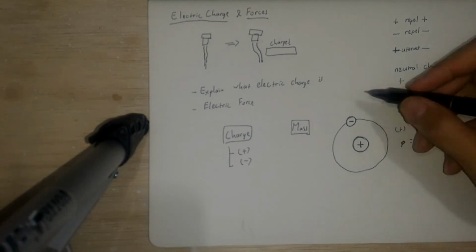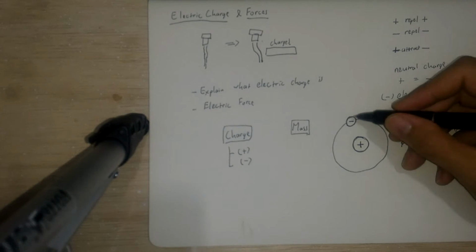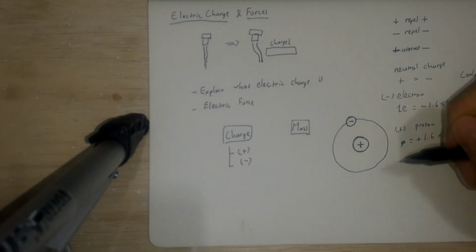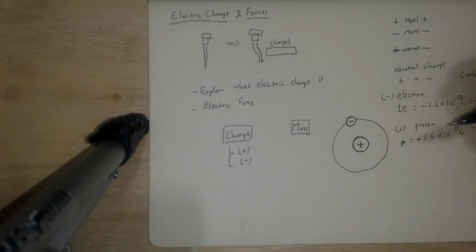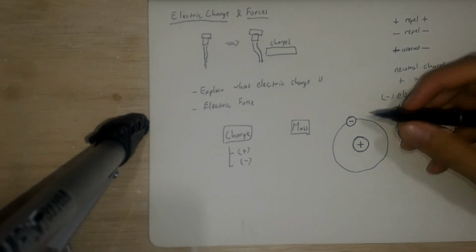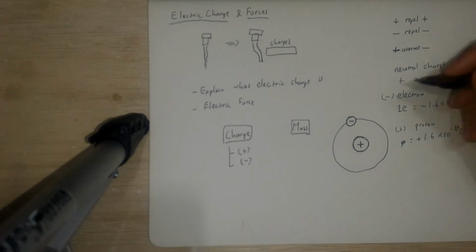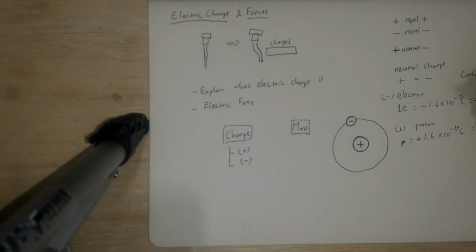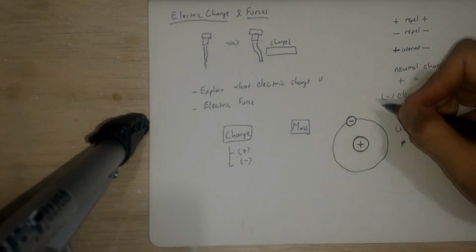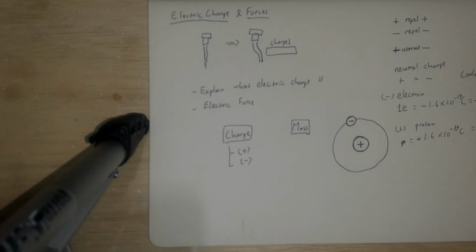So if we look at this, if we have one proton and one electron, the amount of the positive is positive e or positive 1.6 times 10 to negative 19 coulomb, and the negative is negative e or negative 1.6 times 10 to negative 19 coulomb. So the amount of positive and negative are equal. So we say that this atom is neutral.